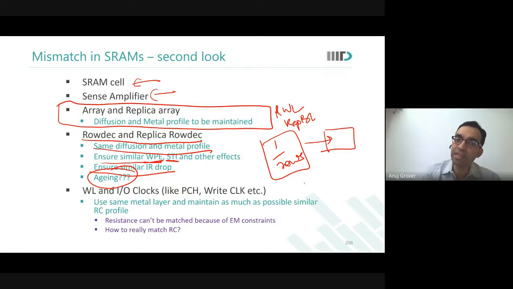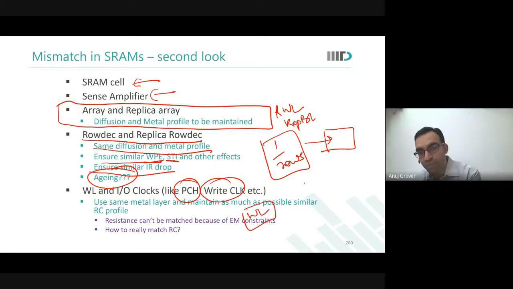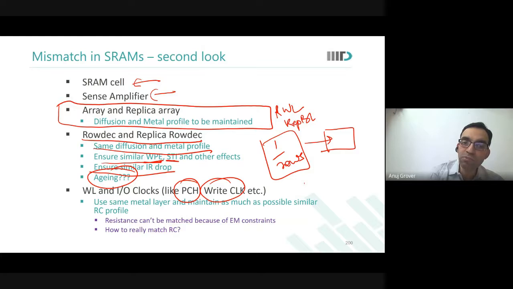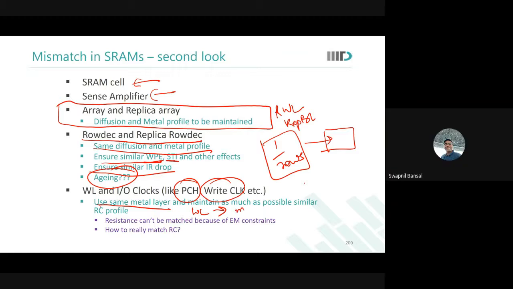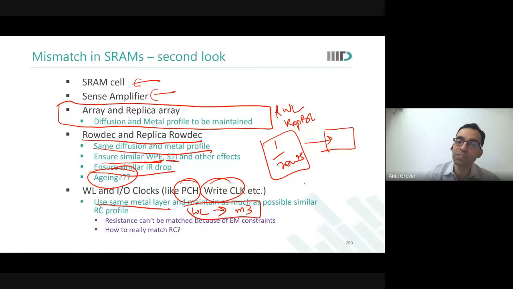Similarly, on the IO side, signals like pre-charge, write clock, they have to be matched with word lines. Pre-charge has to turn off before word line arrives. Write clock has to come before word line arrives. So what you do is you say that all these horizontal signals have to be in the same metal layer as the word line. Word line is in which metal layer? Metal 3. So all these horizontal signals have to be designed in metal 3.